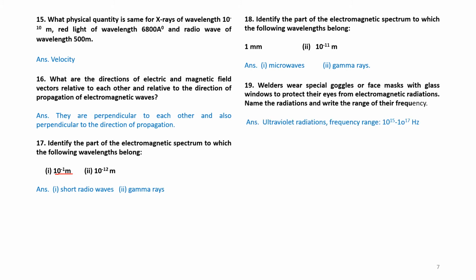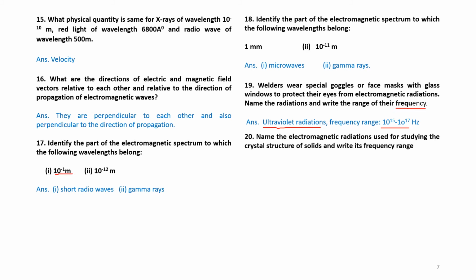Answer. Ultraviolet radiations. So, for welders, you have to write it is ultraviolet radiations. And frequency range is 10 to the power of 15 to 10 to the power of 17 hertz. Please note, this is frequency, and what he has asked is frequency and not the wavelength.